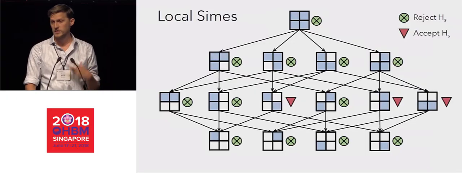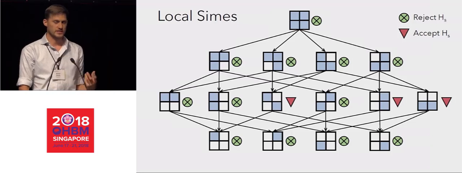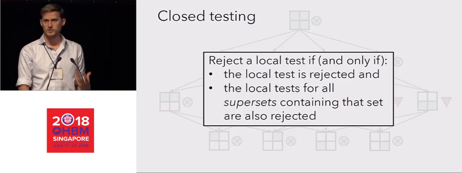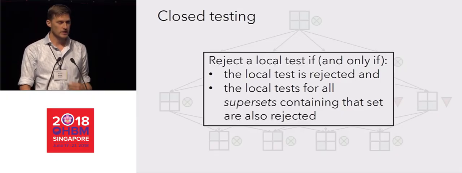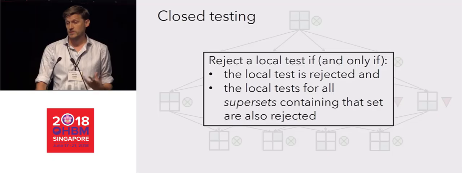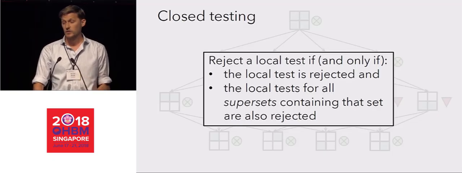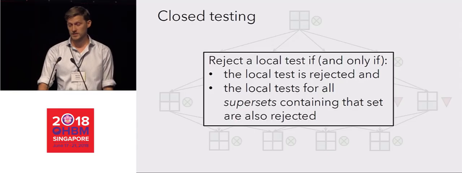We do all these tests on subsets, and we have to somehow correct for the fact that we do multiple tests. We can do this with the closed testing procedure, and the closed testing procedure is pretty straightforward. We reject the Simes test for a subset if and only if the local test is rejected, so that's the first stage, and the local test of all the supersets containing that set must also be rejected.